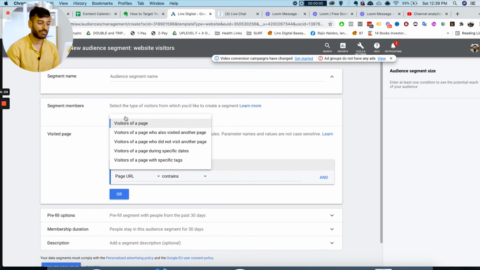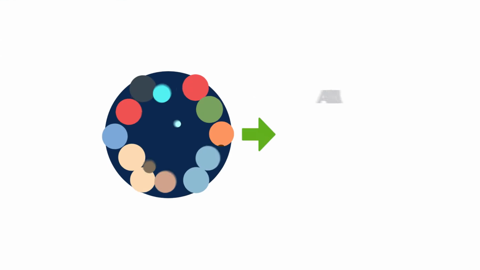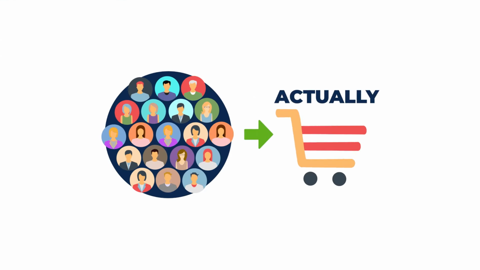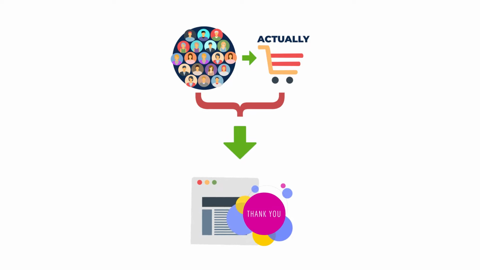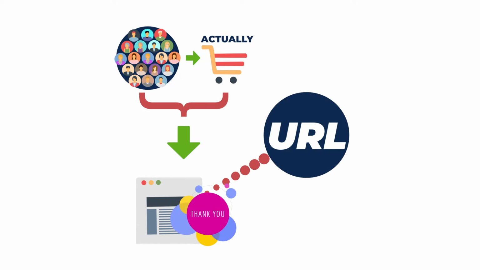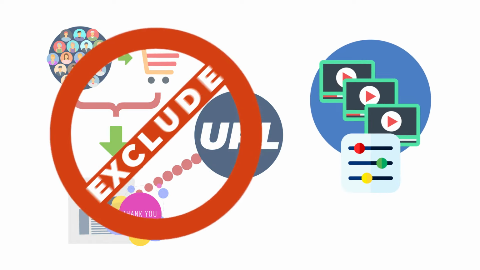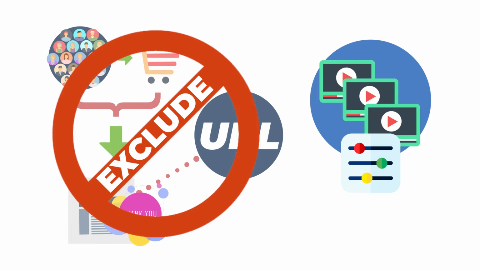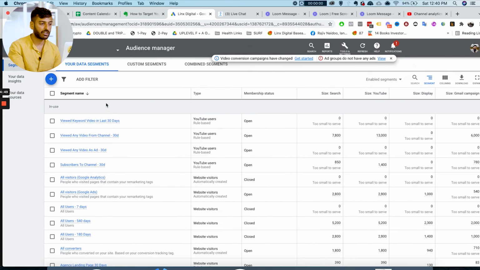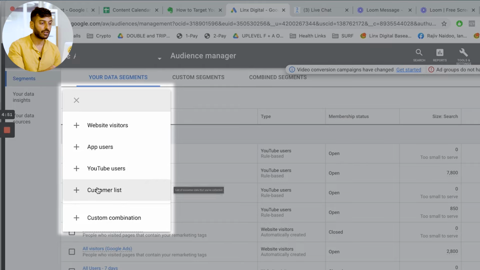One audience type you should definitely have is people who've actually purchased. And what you can do is, if you have a certain thank you page where people who have purchased go to, you can have that URL in here. And then once you set up a campaign, you can exclude those people from your campaign settings.